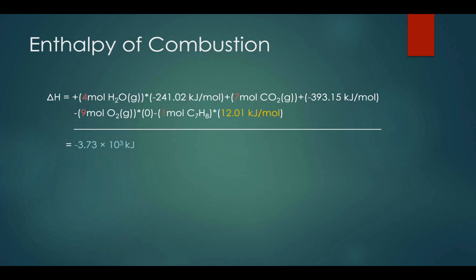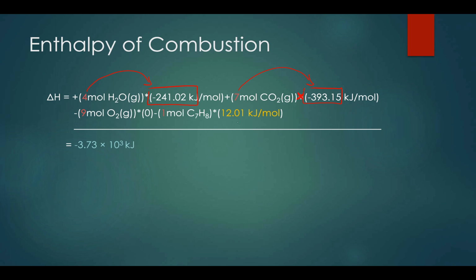So our enthalpy of combustion. Up here we're adding, and down here we are subtracting. So we have 4 moles of H2O gas. This negative 241.02 we got from Appendix G, and this negative 393.15 again from Appendix G. We're going to get 4 moles and multiply it by negative 241.02 kilojoules. And the 7 moles, we're going to be multiplying this by negative 393.15. I know this is a plus, this should really be a multiplication.